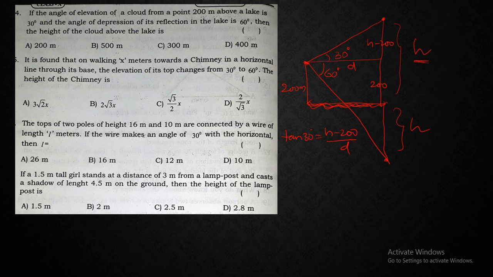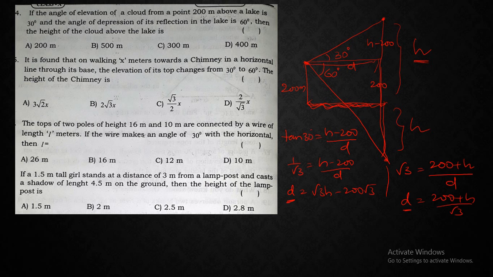So what is tan 30? 1 by root 3, so 1 by root 3 is equal to h minus 200 by d. So when I do cross multiplication, d is equal to root 3 h minus 200 root 3, right? Next, moving on to this big triangle, tan 60 is equal to root 3 is equal to opposite, which is nothing but 200 plus h by d. So from this also d is equal to 200 plus h by root 3, right?